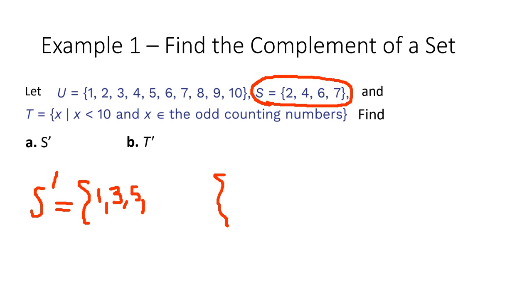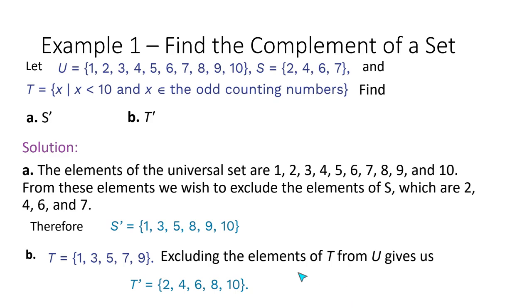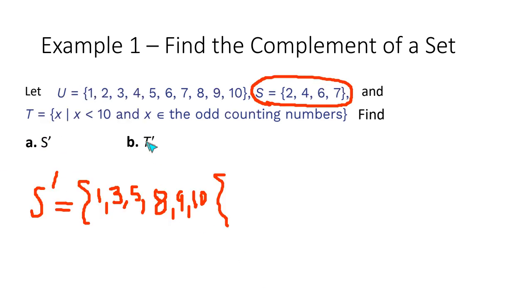6 is in S. 7 is in S. And 8 is not. 9 is not. And 10 is not. So again, the complement is just everything that's not in that set that is part of the universal set. Oh, so maybe I should have, let's go back here so you don't see the answer for the next one. All right, so any questions on that one?